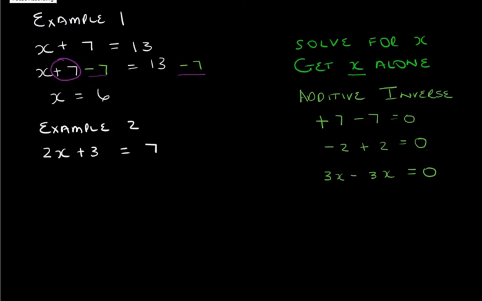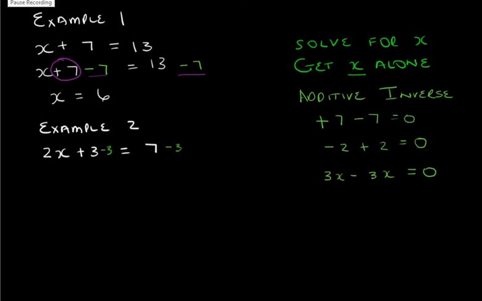Let's look at example 2. 2x plus 3 is equal to 7. So as we mentioned in our laws before, or our rules, what we want to do is isolate the x. So we want the x's on the one side and we want our constants on the other side. So we need to get rid of the 3 on the left-hand side to get 2x alone. How are we going to get rid of the 3? We are going to get rid of the 3 by finding the additive inverse.